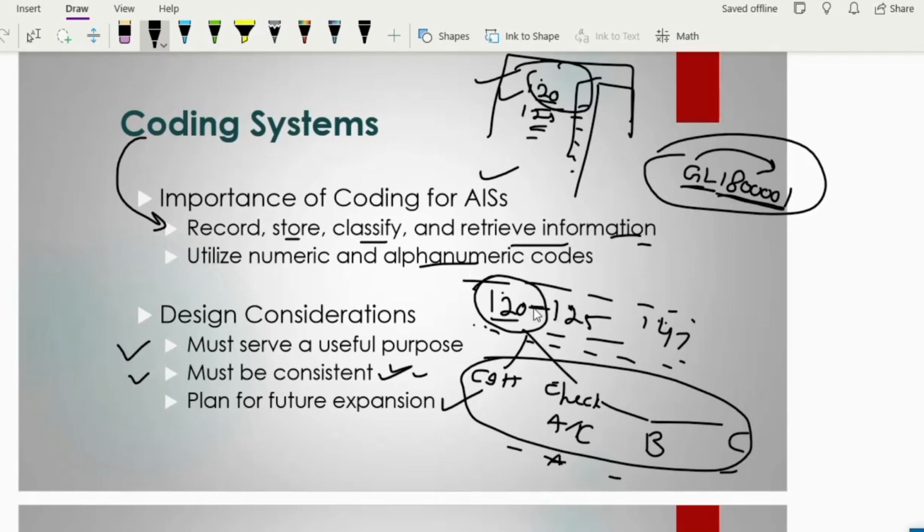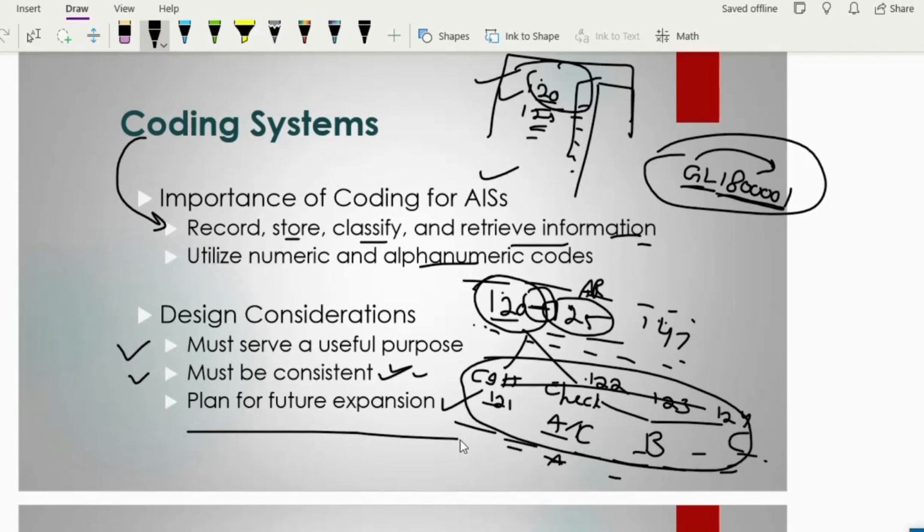So I keep a margin. Like 120 was the cash account, 125 was the accounts receivable. Why not 121 for accounts receivable? Because we plan for future expansion, so we keep the margin. Now 120 will be the total cash account, 121 could be the cash in hand, like this. 122 could be here, 123 for the checking account, then 124, because we plan for future expansion. In future we might need more cash accounts. So when we are designing the coding, we keep a margin for future expansion's sake.